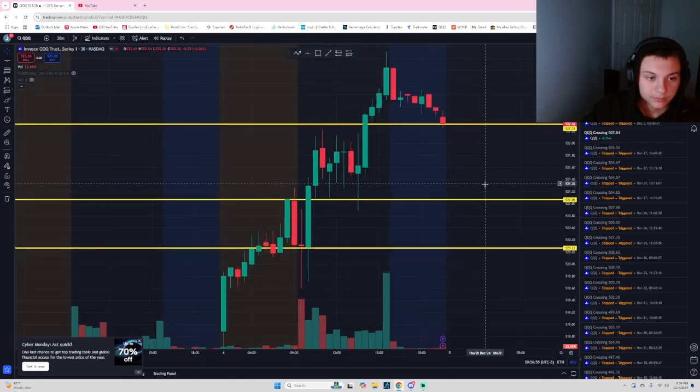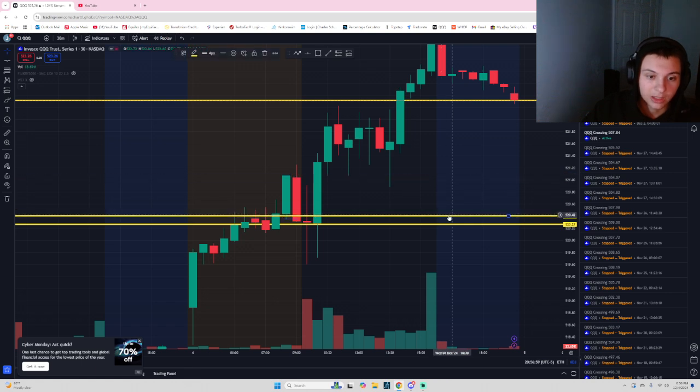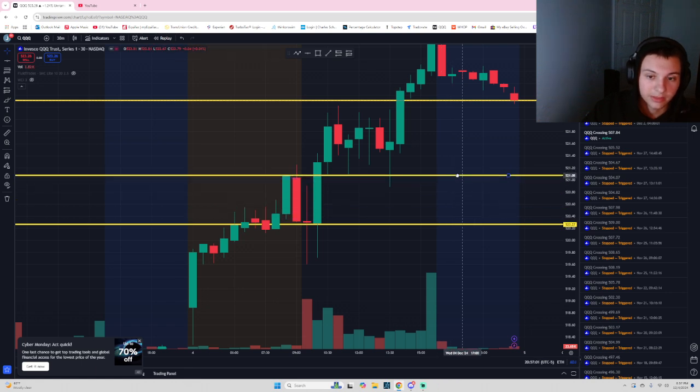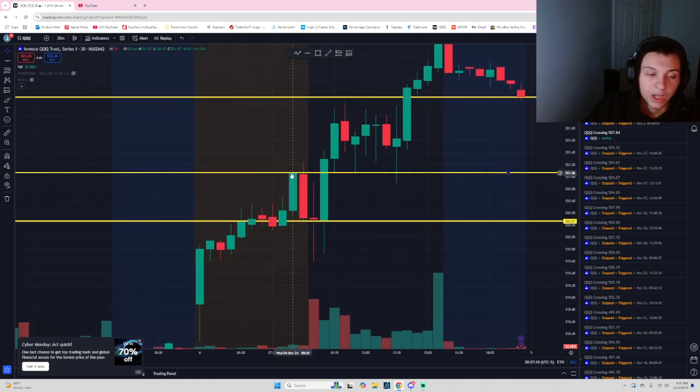So, let's get started. First level I'm definitely going to be marking is this 521 point. I'll do 521.7 because we have a big rejection right here with a wickless candle. We have one touch, two touches, three touches on just this zone here. That is definitely going to be marked. That is a strong resistance now being used as a super strong support.